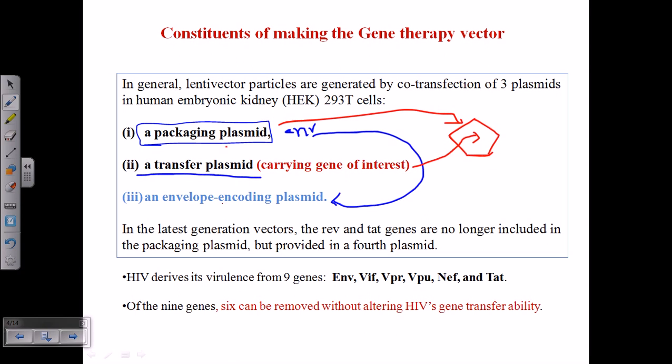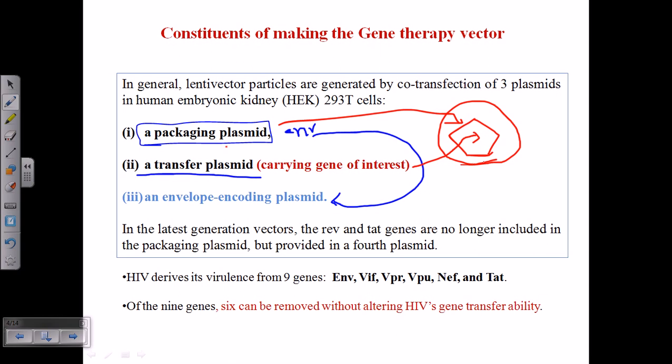And third is an envelope encoding plasmid, which will provide us the envelope, because the envelope is important in this case. Now remember, in case of adenovirus, envelope is not required because the protein coat is acting as the terminal barrier. But in this case, there is an envelope outside this protein coat, so we must have this envelope, because this envelope is important to establish the infection inside the host cell.